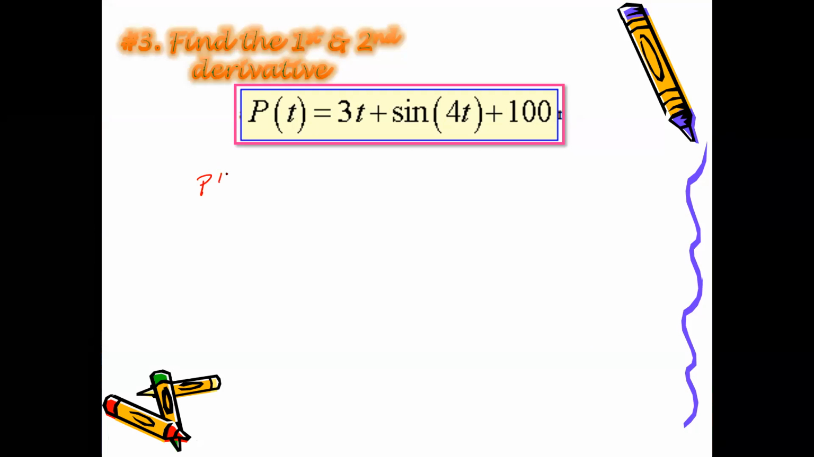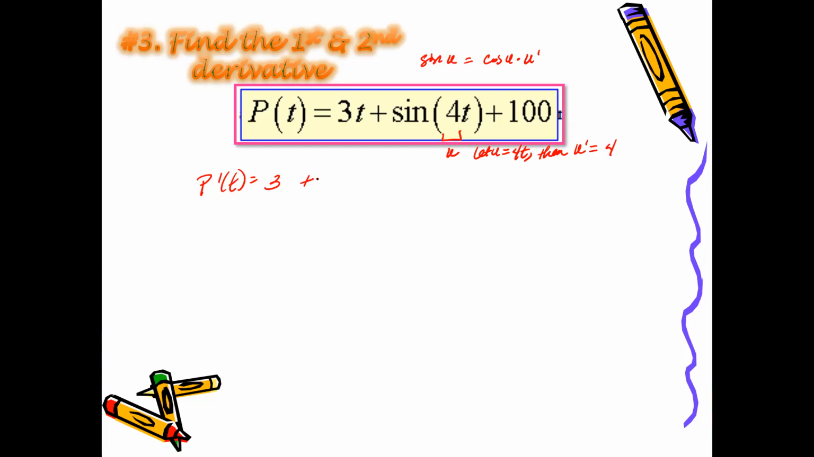So the first derivative is p prime of t. That's going to give you a 3. Now think of this as u. Let u be 4t, then u prime is going to be just 4, okay? So then the derivative of sine u will be cosine u times u prime. If I replace everything back, it is cosine 4t times 4, plus 100. Okay, there's your first derivative.